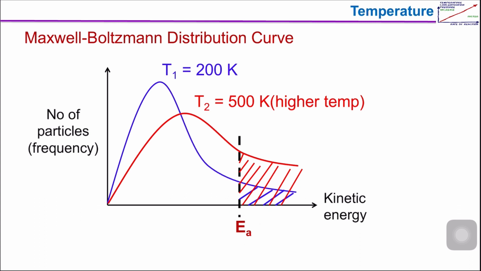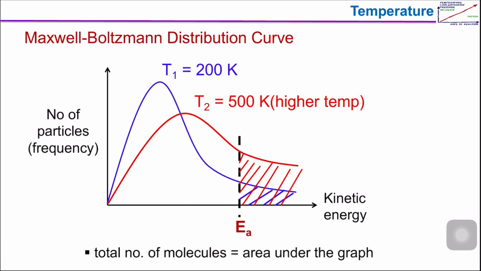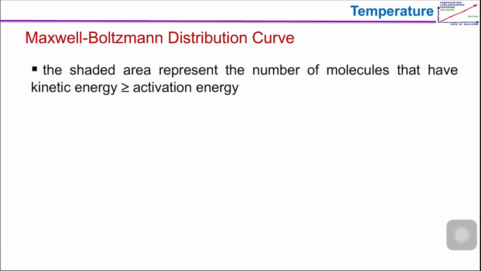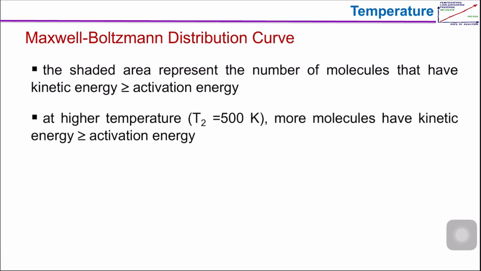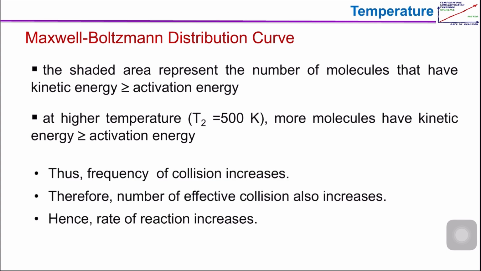So apa yang kita boleh describe daripada this curve, the shaded area represent the number of molecules that have the kinetic energy more than activation energy. So maknanya molekul ini sudah boleh overcome the barrier. So bila dia boleh overcome the barrier due to higher kinetic energy, maknanya frequency of collision akan makin bertambah. So number of effective collision also increase. That's why the reaction rate also increase.